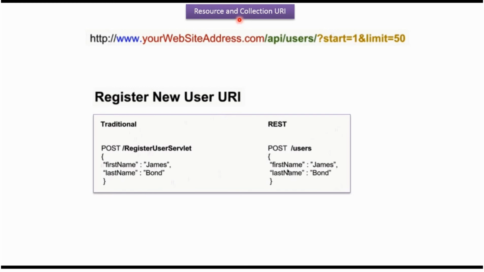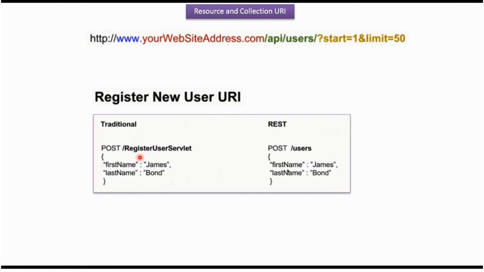In this video tutorial I will explain resource and collection URI. Here you can see the URL. Using this we can get the first 50 users. In this URL, HTTP is the protocol, this part is the domain name, and /api/users is the URI. After the question mark, whatever is there, these are query parameters.